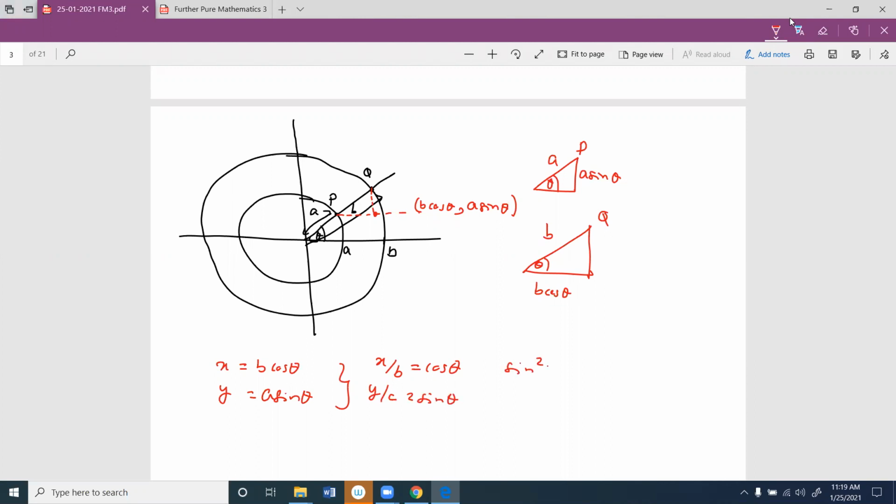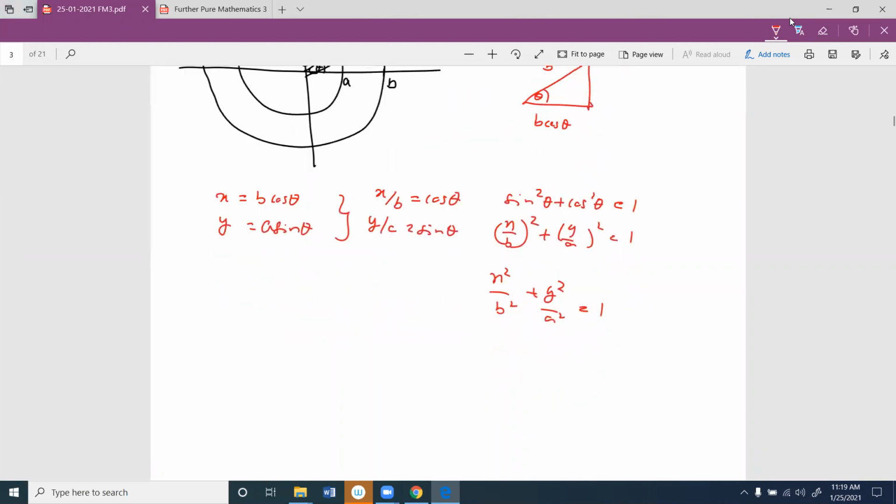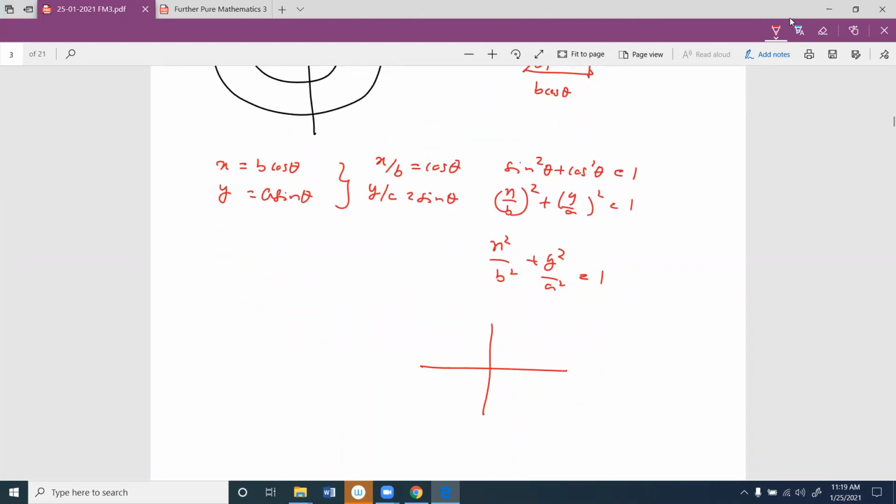If you get it, the same proof over here: cos squared theta plus sin squared theta equals 1. Therefore, you can say x over b whole thing squared plus y over a whole thing squared equals 1. So what is this equation for, x squared over b squared plus y squared over a squared equals 1? It's some kind of an ellipse. Over here, it intersects the y axis at b and minus b, and the x axis at a and minus a. That's the way of getting the answer for this question.